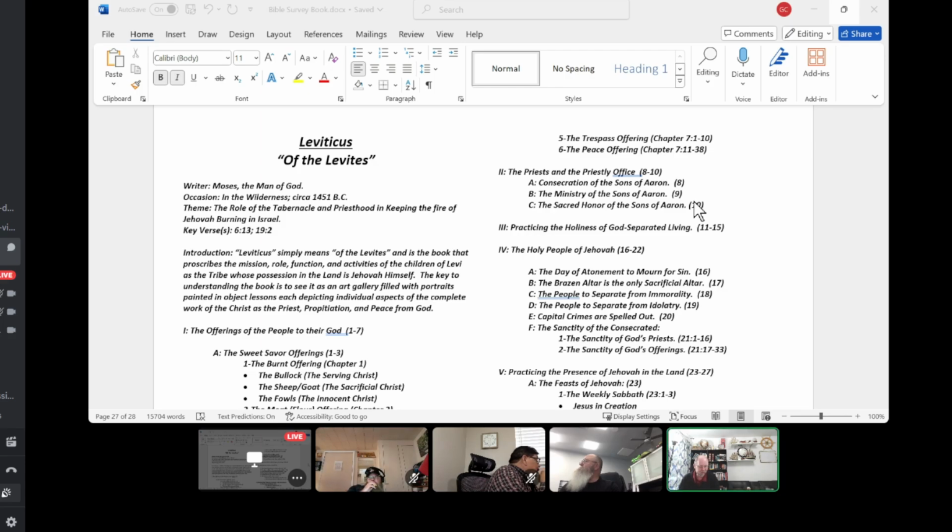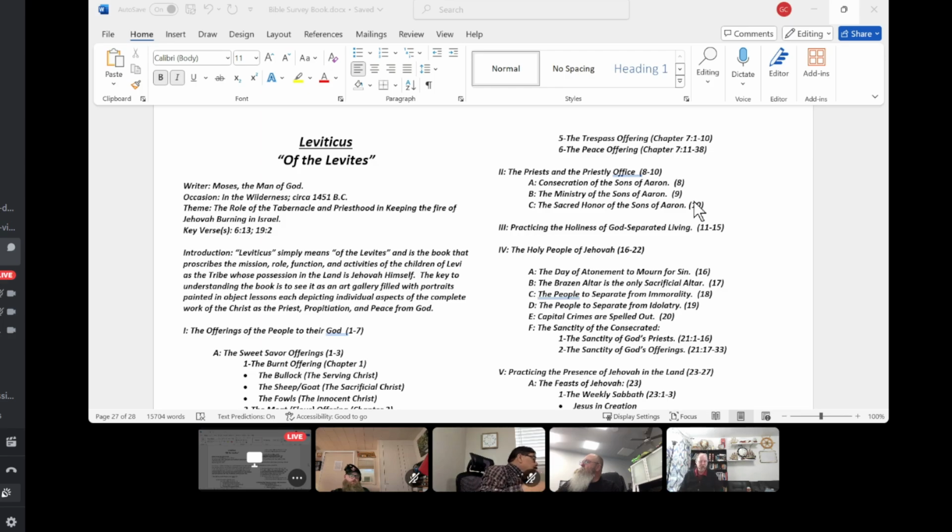And as they get everything ready, Aaron lifts up his hand toward the people and blesses them in verse 22, and came down from the offering of the sin offering and the burnt offering and the peace offerings. How does the fire on the altar get lit? And Moses, verse 23, and Aaron went into the tabernacle of the congregation and came out and blessed the people, and the glory of the Lord appeared unto all the people, and there came a fire out from before the altar and consumed upon the altar the burnt offering and the fat, which when all the people saw, they shouted and fell on their faces.